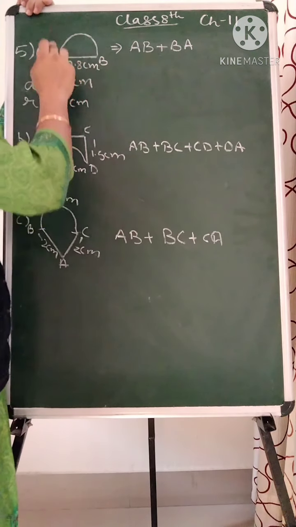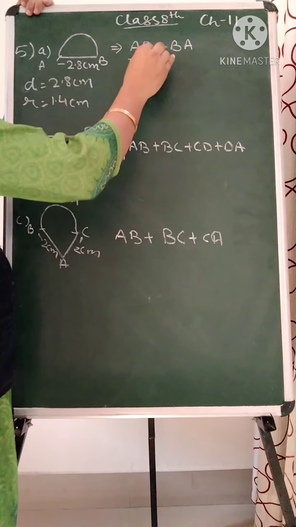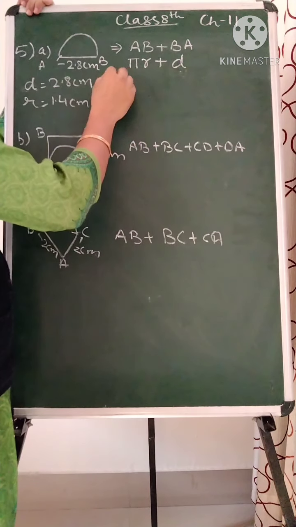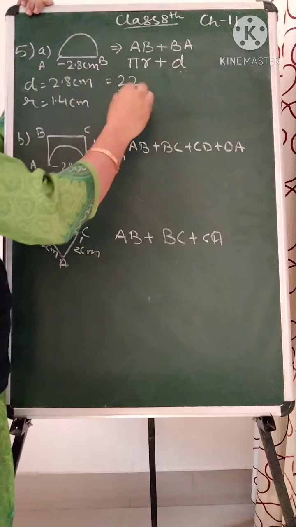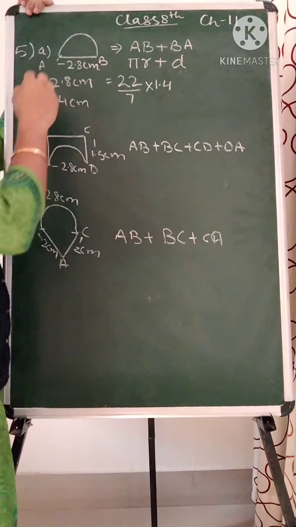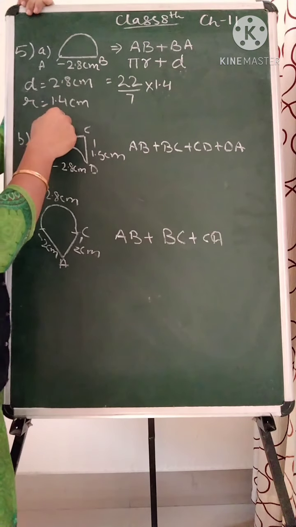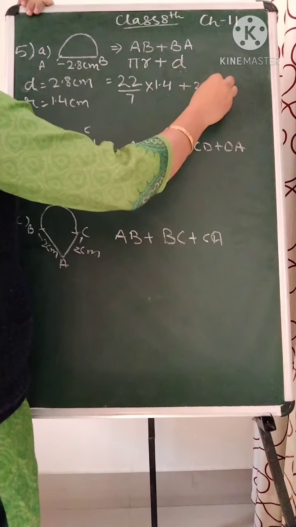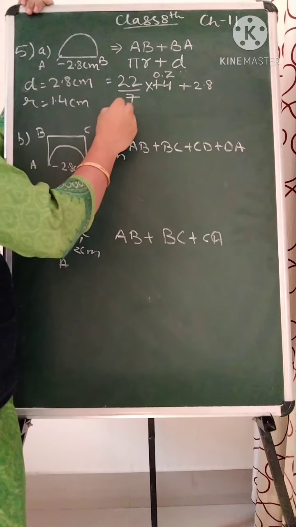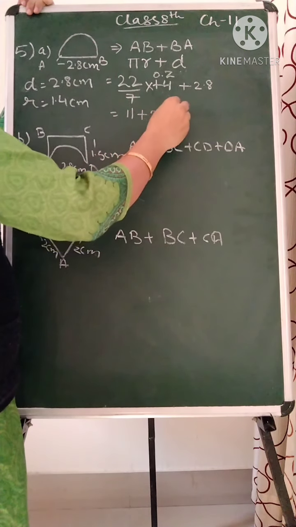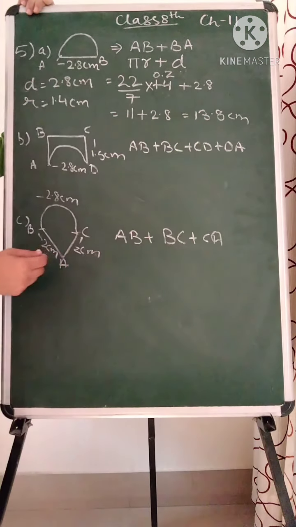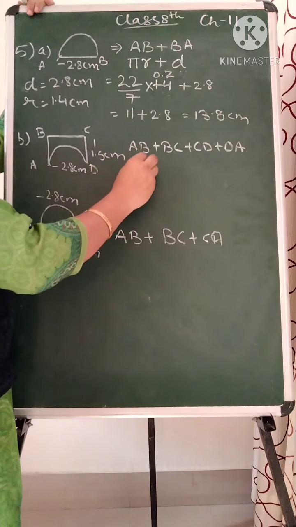From A to B, this is pi r. We have already explained in the figure, that is pi r. From B to A is a diameter. Here pi value is 22/7, r value is 1.4, because the diameter we have is 2.8, and radius will be equal to 1.4, plus 2.8. Cut it here, 0.2. 0.2 multiplied by 22 is equal to 4.4, plus 2.8 makes 7.2, your answer becomes equal to 13.8 centimeter.